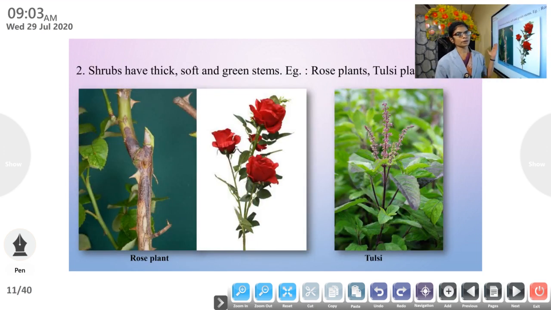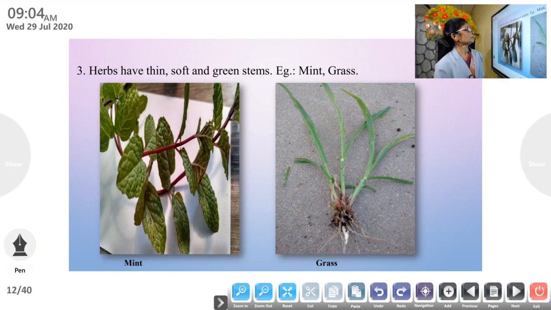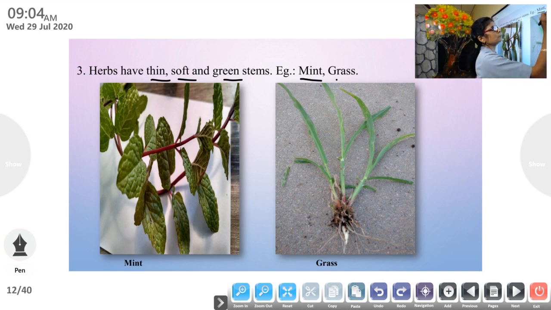Then different types of plants are there. Shrubs have thick but soft green stems. Example, a rose plant, tulsi plant, etc. are examples of shrubs. Then herbs have thin, soft and green stems. Example, mint, grass, etc. are examples of herbs. You studied these things.